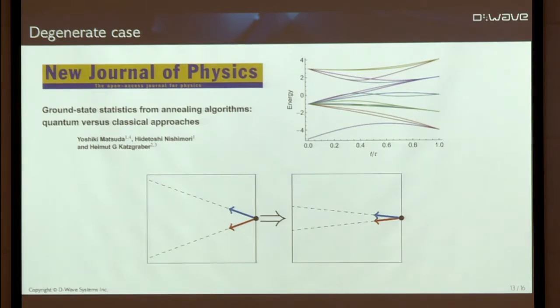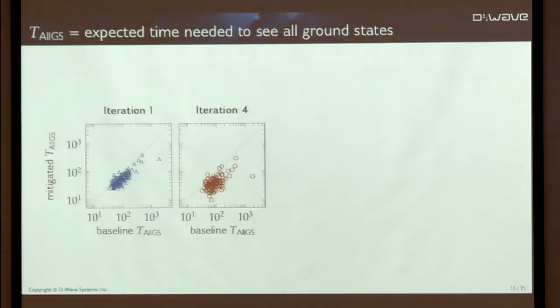So we run exactly the same algorithm because our algorithm is agnostic with respect to ground states and excited states. And you can put some metric, T all GS, which is the expected number of samples you need to see all the ground states. And you can see, again, a systematic improvement when you mitigate. So this is 1 iteration and 4 iterations.